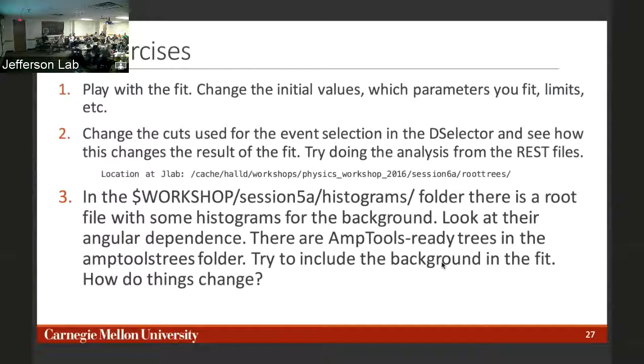There are also the AmpTools-ready trees for this background in the AmpTools trees folder. So you can try to add these into your other sample and see if they fit. You could try using this thing that Matt was talking about, where you might just put the background in and see how things change. It's a toy model, so I encourage people to play around with it.